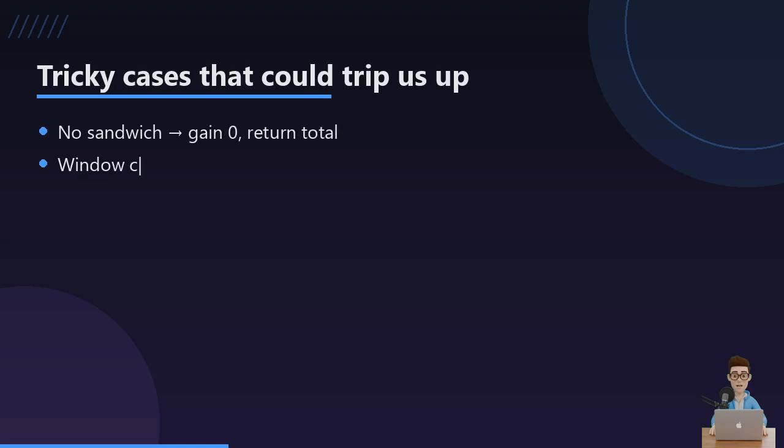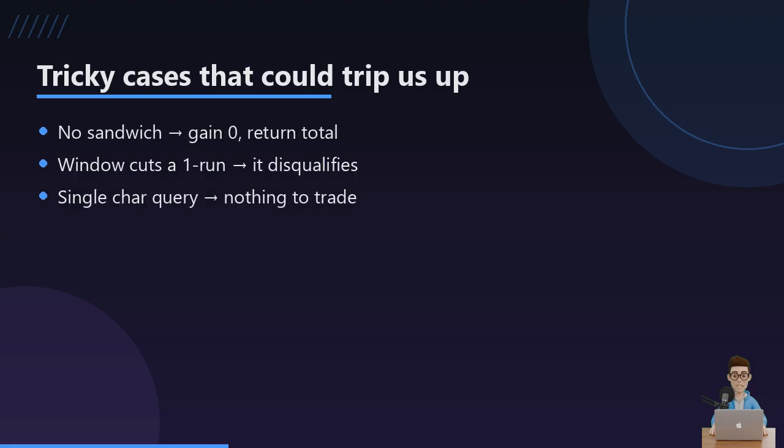Let's gently cover the tricky situations. If there's no 010 sandwich at all, then our gain is just 0, and we simply return the total number of ones, nothing to trade, and that's okay. If the chosen slice cuts right through a run of ones, that run no longer has clean zeros around it, so it stops counting exactly as we want. And if the slice is tiny with nothing to work with, our simple check spots that empty case and handles it safely, no surprises.